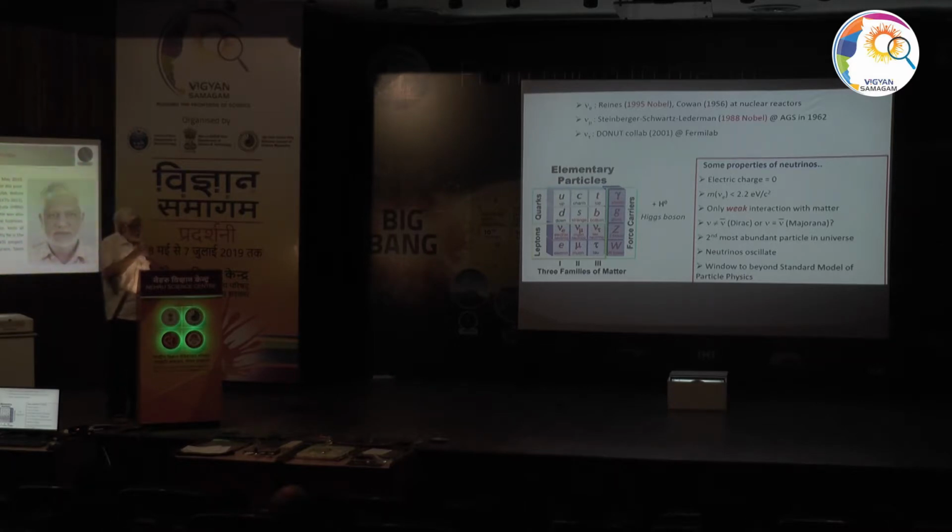Whereas electromagnetic interactions go like 1 by r to the power of n. So they decay much slower than exponentially decaying interactions. So of course, there's a big difference between these.